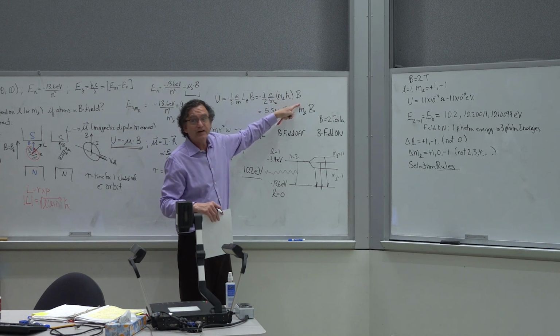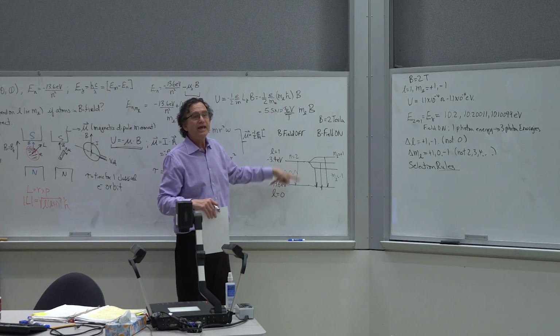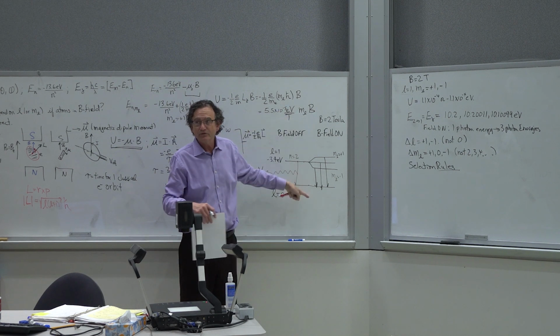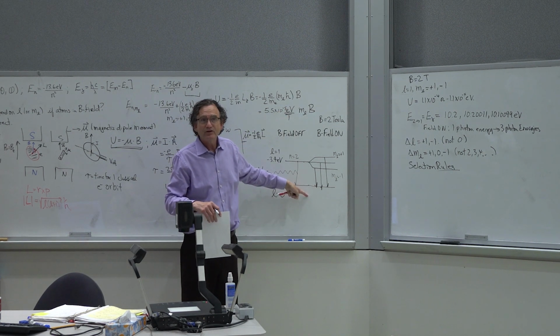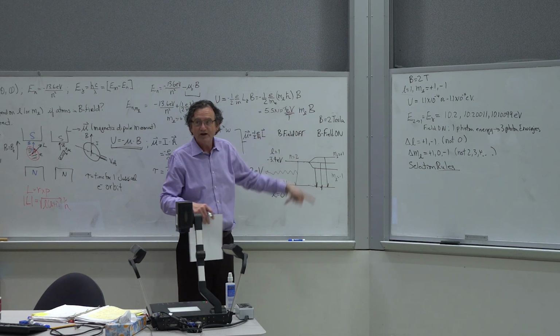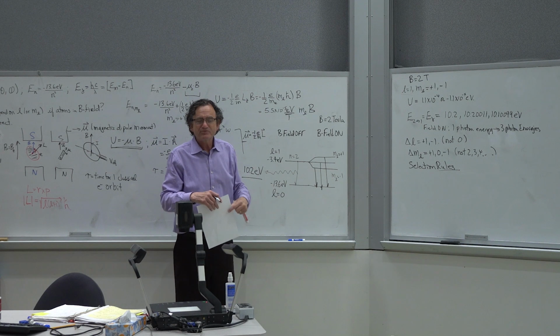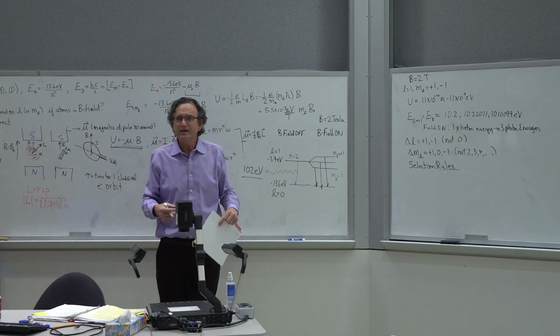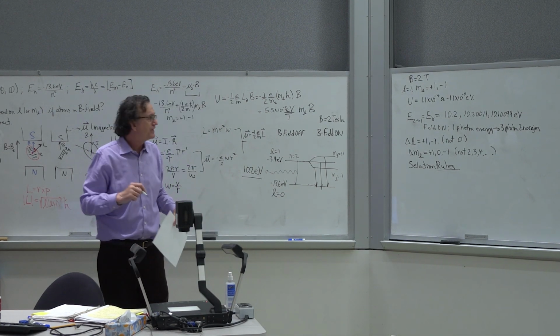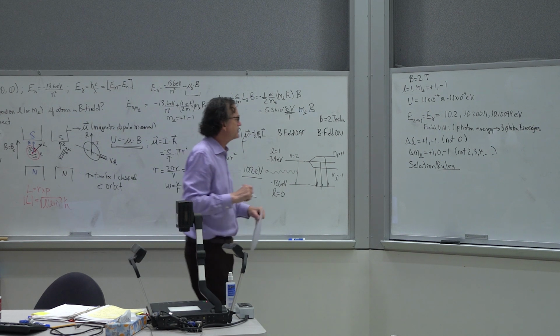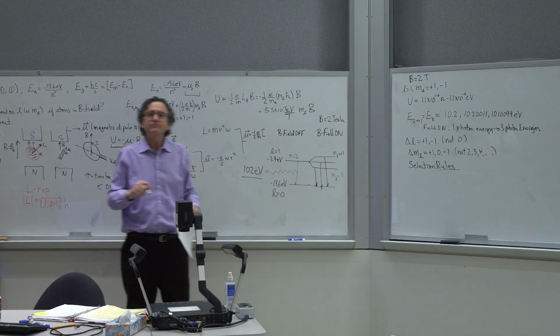I can go from N equals 5 to N equals 2. But I can't go from L equals 4 to L equals 0. I can only go from L equals 4 to L equals 3 or L equals 4 to L equals 5. Right? It's just the transition rule that comes out of quantum mechanics. Probably won't affect us too much in this class, but I'm just mentioning it for completeness.